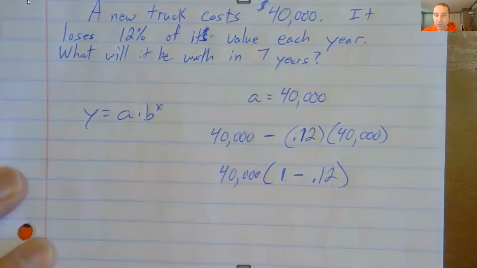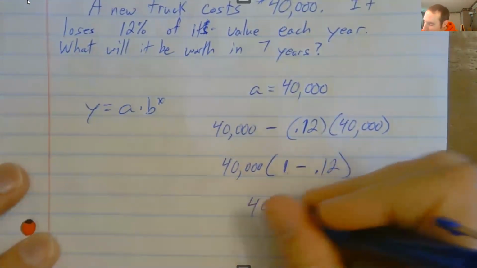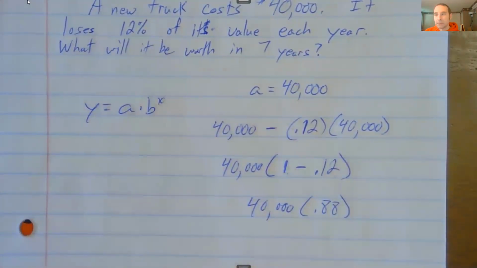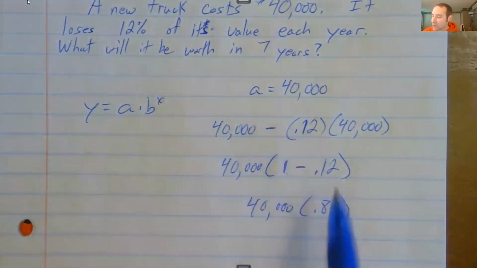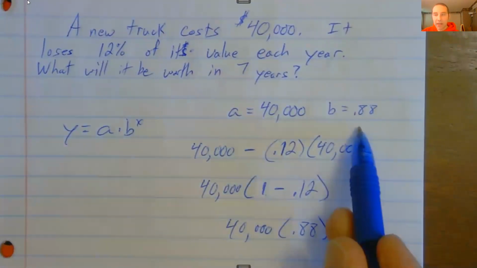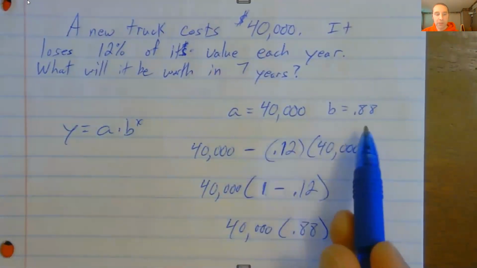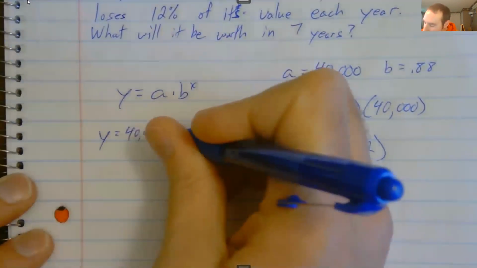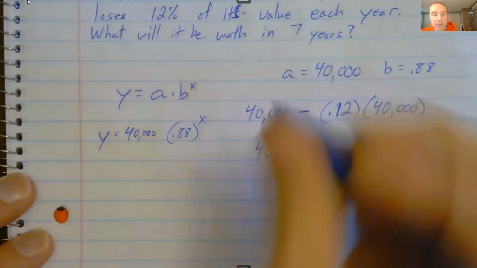When we take 1 minus 0.12, that gives us 0.88. That's my multiplier. We did tackle this earlier in the year, so this is just a little refresher on how we deal with that here. But my new multiplier is 100% minus the 12%, which gives me 88% or 0.88. So I can list that off here. And now that I have my a and my b, I've got my initial value and my multiplier, I can plug those into my formula. This is going to be 40,000 times 0.88 raised to the x.